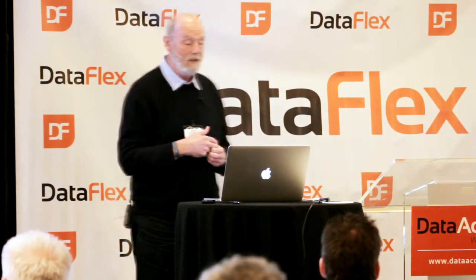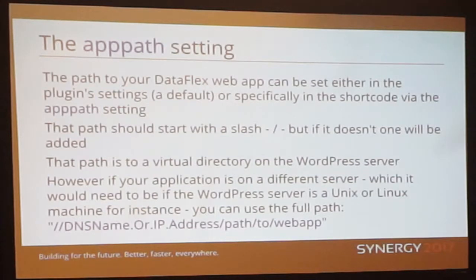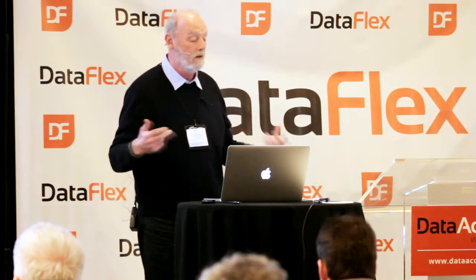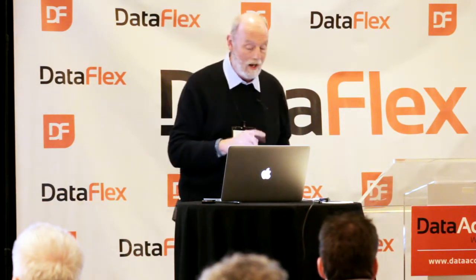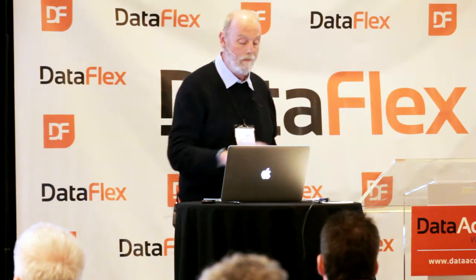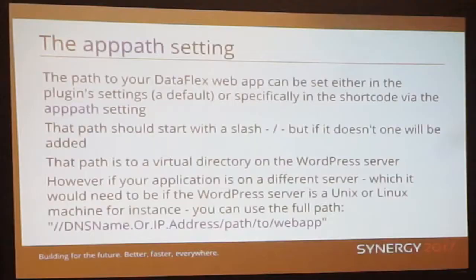Now, the app path setting should start with a slash, but if it doesn't, one will be assumed. And that path will be to a virtual directory on the WordPress server. However, if your web application is on a different server, which it would need to be if WordPress was running under Unix or Linux, which they very frequently are, you would have to have 2 slashes at the front, and then the DNS name or IP address of the server and the path to the web app.